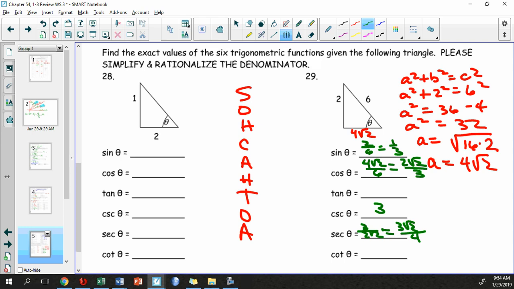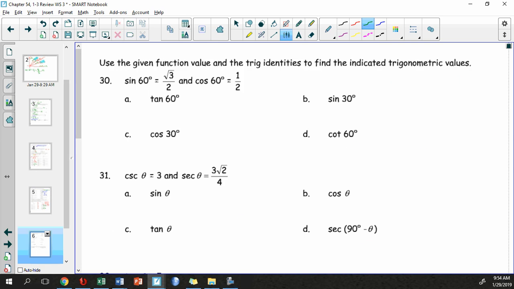Okay, next page. Now, I'm going to be real honest. This one is complete logic. You don't even have to use any trigonometry on problem 30. What's the sine of 30? Unit circle. 1, 2, 3. I want the sine. What's the sine of 30? Thank you. What's the cosine of 30?